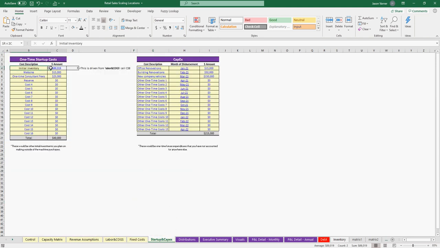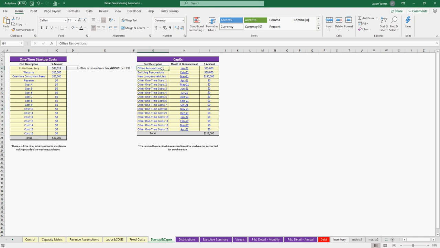Startup costs, this first row is always going to be for inventory, so don't ever change this. Don't change anything on here. This is all happening dynamically. But you can change from row 5 to 20 to whatever you think you're going to need for startup costs outside of inventory and outside of development or acquisition costs.